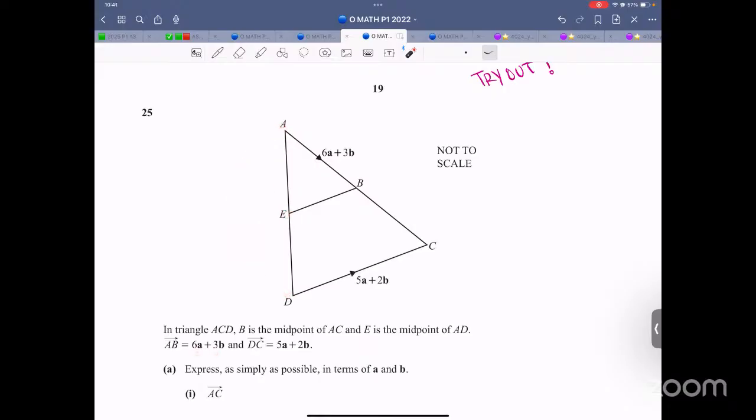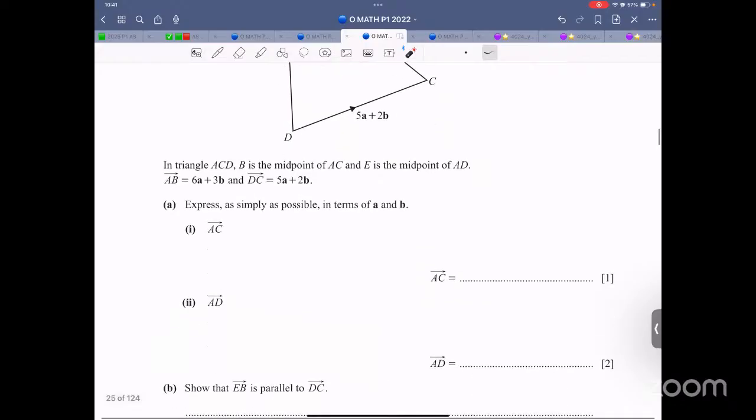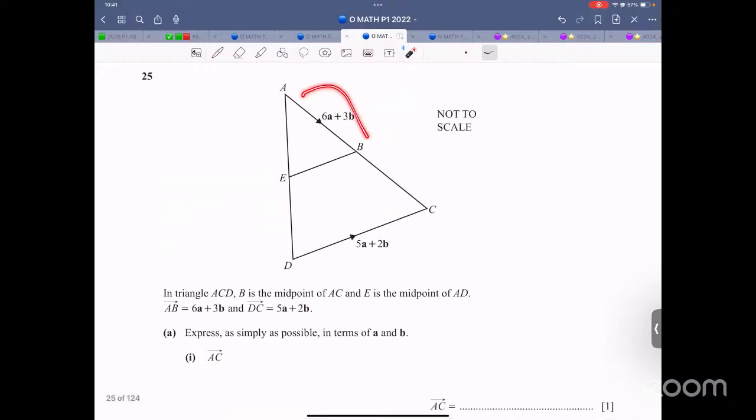AB is this much. So if AB is given, BC should be the same. DC is 5A plus 2B. Express as simply as possible in terms of A and B, AC and AD. So we have to find AC and AD.